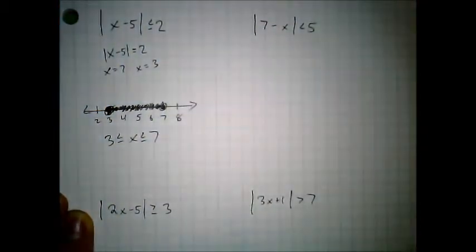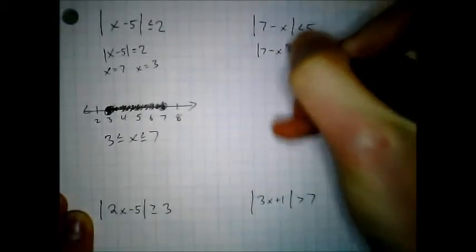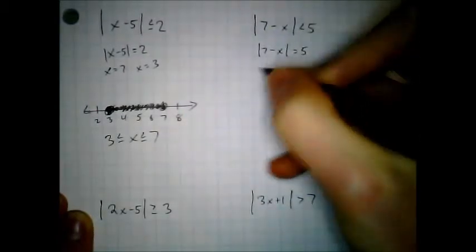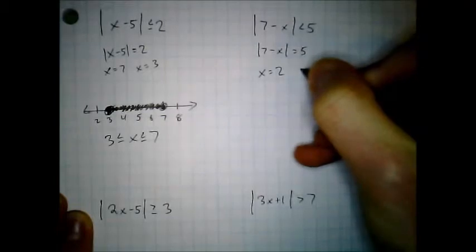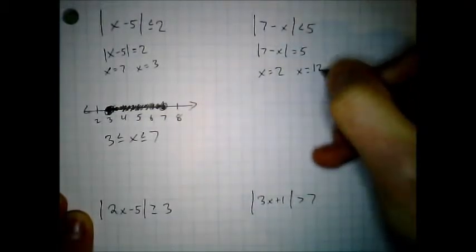Okay, next example, my boundary points. I want to find when the absolute value of 7 minus x will be equal to 5. That's when x equals 2 and x equals 12.